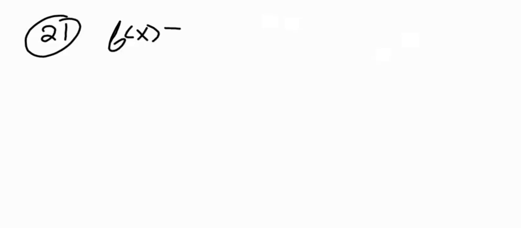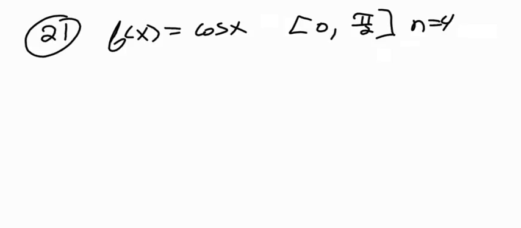So for number 21, I have cosine x, and I'm going to be on this interval from 0 to pi over 2, and I want to do subintervals of n equals 4. And we're going to do left endpoints and right endpoints, so corners of our rectangles. So if we do A, we're going to do left first.